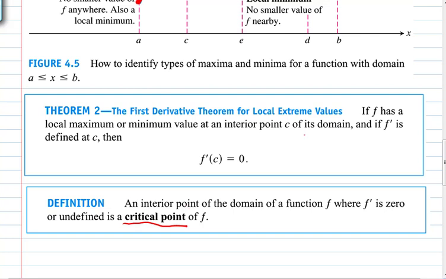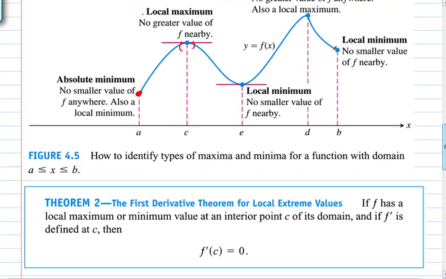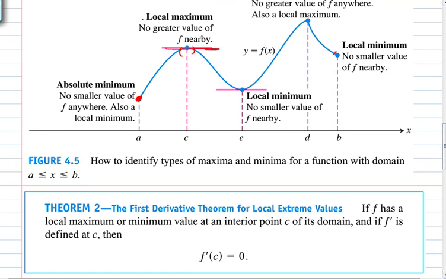Well, it comes from Theorem 2. I guess I should start there. If f has a local maximum or minimum value at an interior point of its domain, and if the derivative is defined at c, then the derivative is going to be equal to 0. So here where we had our local max and local mins, we have horizontal tangents. And since the derivative is the slope of a tangent line, that means that that's going to be 0.